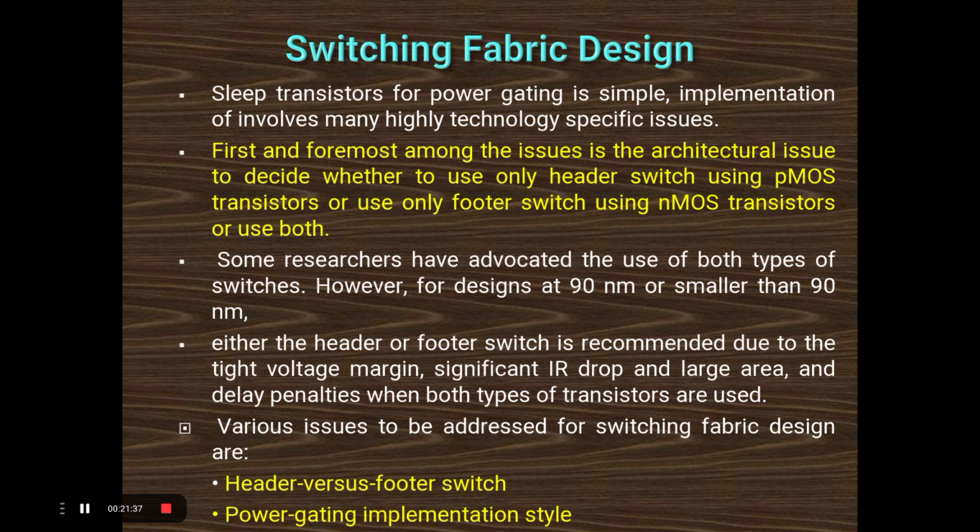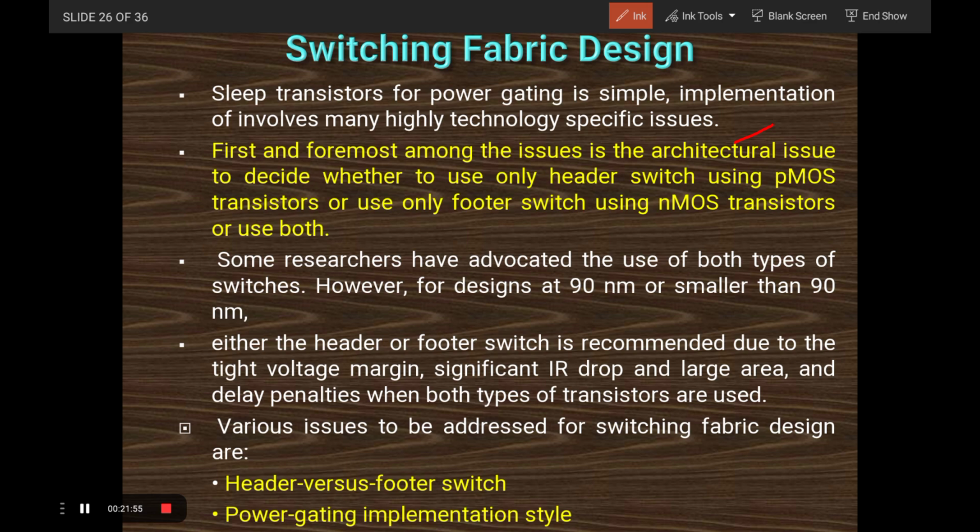First and foremost among the issues are architectural issues: deciding whether to use only a header switch using a PMOS transistor or a footer switch using an NMOS transistor. That is also very important actually. If you are placing a switch on the top of the circuit or maybe at the bottom of the circuit, we have to think about what happens. So architectural issues are one example.